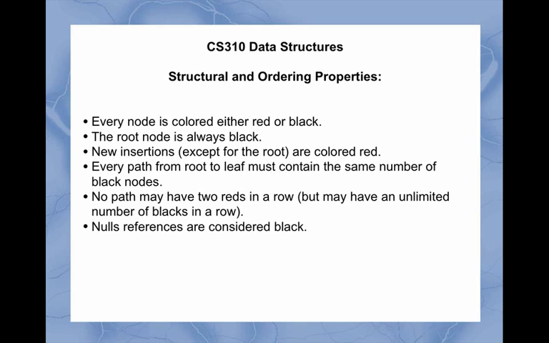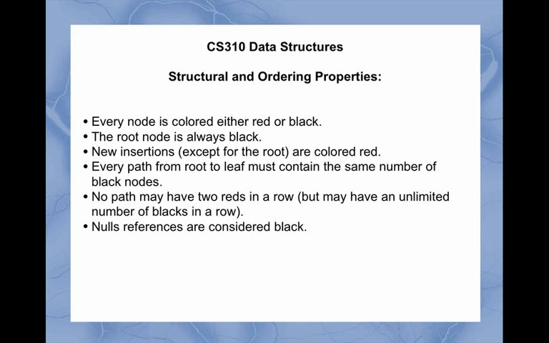So each node gets a color, either red or black. The root node must be black. It always is black and cannot change colors. New insertions other than at the root are always colored red. Then every path from root to leaf must contain the same number of black nodes.